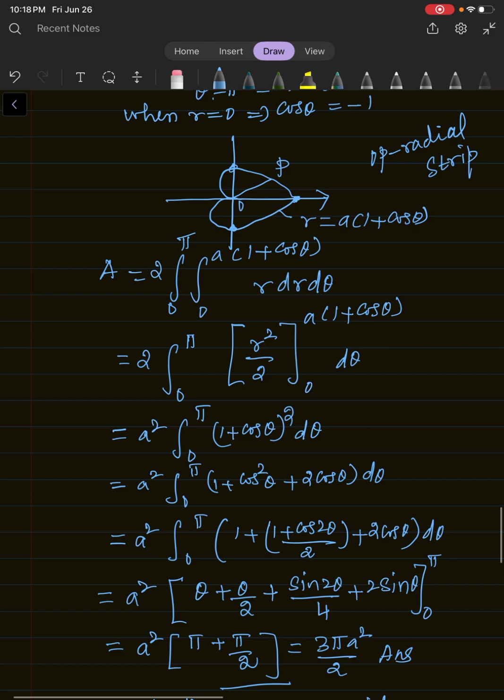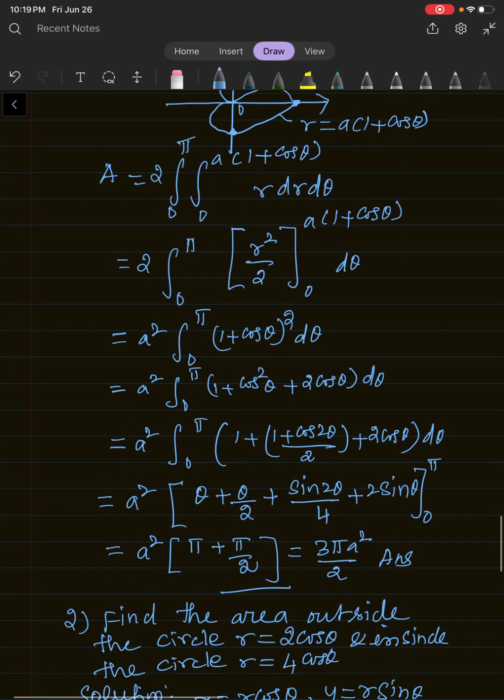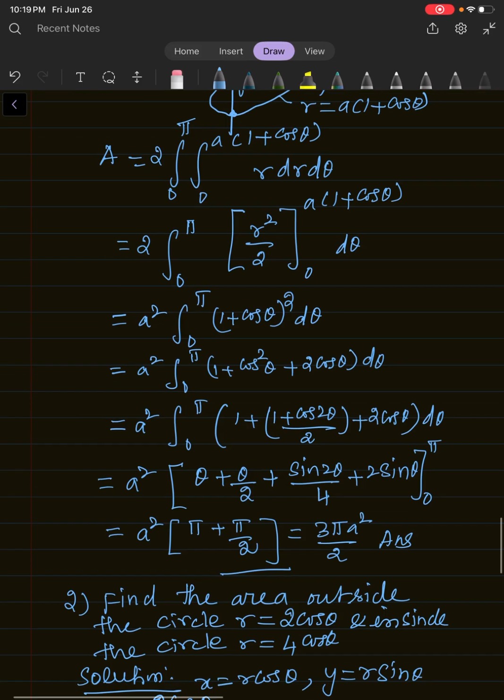So, integrate with respect to r. We are getting r square by 2. After applying the limit, we are getting a square into integral 0 to pi of 1 plus cos theta the whole square into d theta. Expand this: 1 plus cos square theta plus 2 cos theta. This cannot be integrated directly. So, apply the formula for cos square theta: 1 plus cos 2 theta by 2.